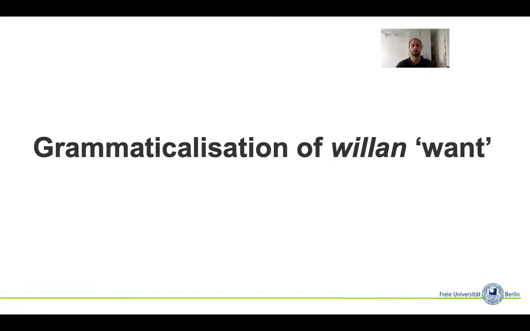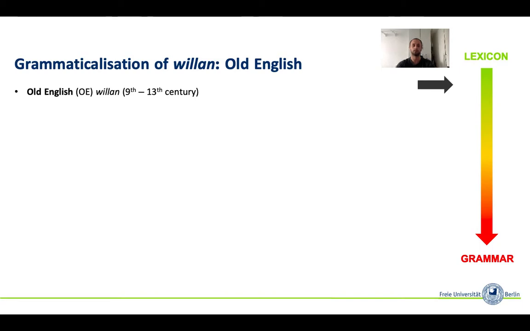All right. And now let's have a look at a very brief case study on grammaticalization. Grammaticalization is the process of a word getting from a lexical meaning to a grammatical meaning. And in this case, we're going to have a look at the Old English verb willan, with the meaning want, and what it became later. Okay, so we begin, as always, in Old English. Old English would be the English that was used from the 8th until the 12th, 13th century, approximately.